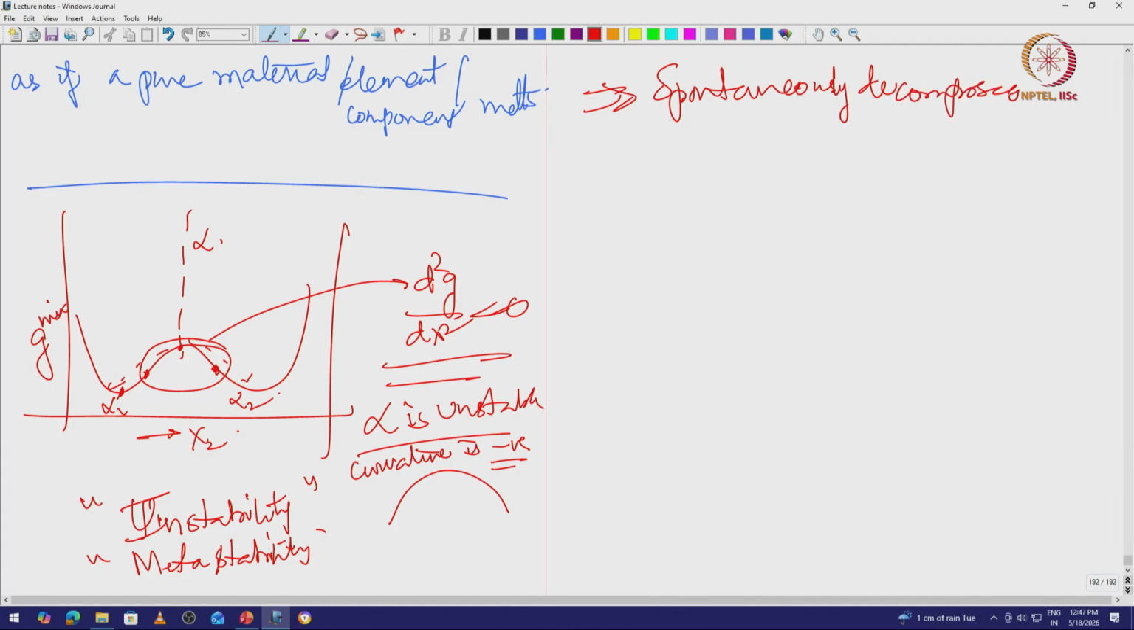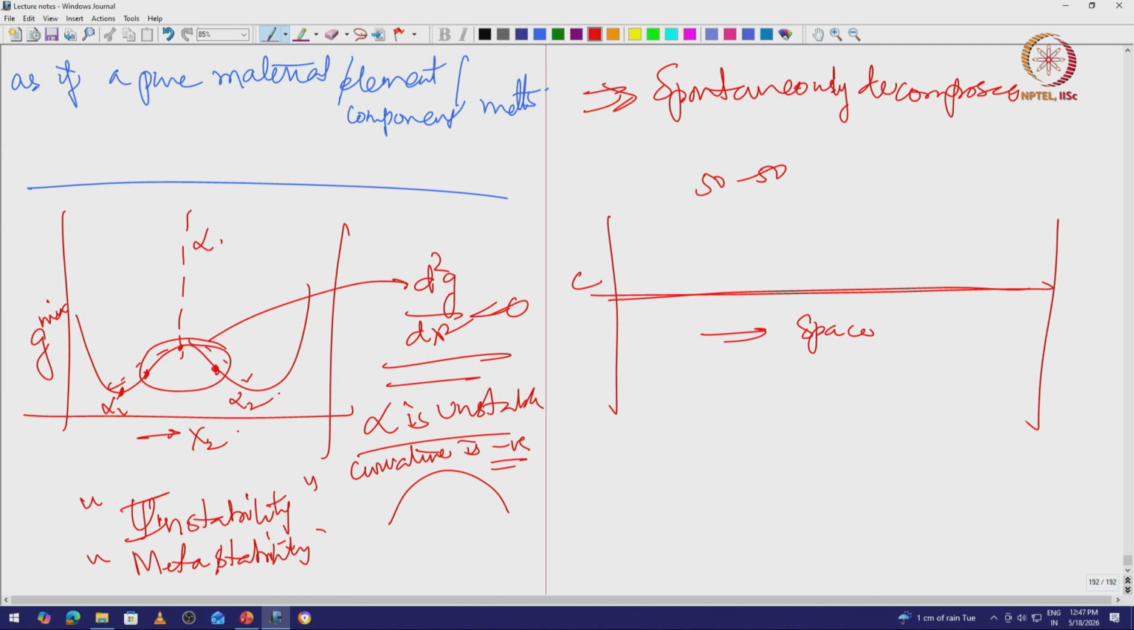Now, alpha is 50-50 to start with. So, how does it spontaneously decompose? If I draw just the composition as a function of space, initially alpha is 50-50, I reduce the temperature, so I reduce T to less than Tc. Then there is going to be a fluctuation that begins, and this fluctuation starts to grow. This is a fluctuation in composition.